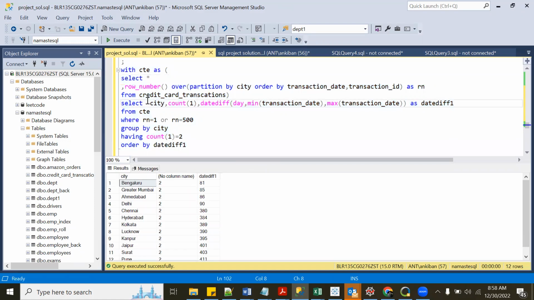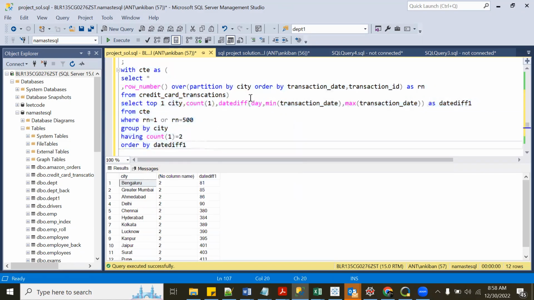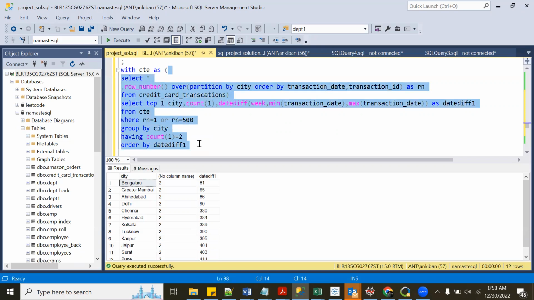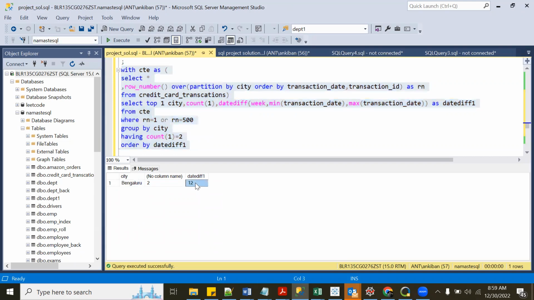Ankit, I had a question. Is there any possibility of getting the difference of dates, I mean the number of days, in weeks instead? Yeah, we can do it in weeks here. So we will get the difference in weeks. If I do this, now we are getting it in weeks. How many weeks? 12 weeks. Okay. Got it.